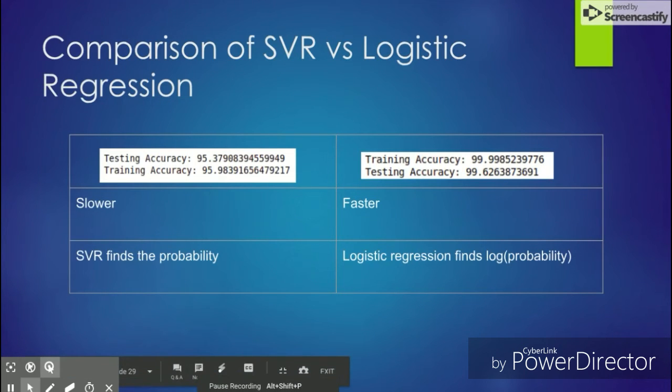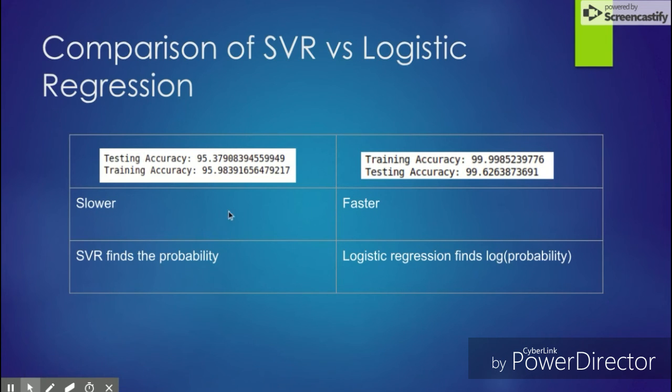Comparing the SVR and the logistic regression model, accuracy for SVR was 95% and for logistic regression it was around 99%. SVR is slower than logistic regression, and SVR model predicts the probability, whereas logistic regression predicts the log of the probability.